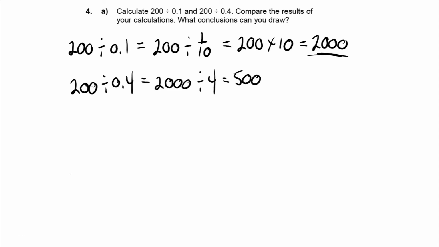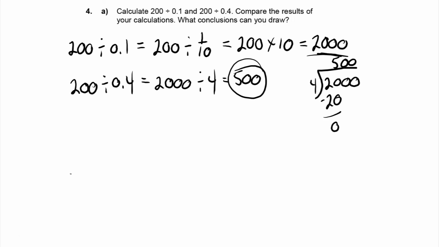Now, if we wanted to do this in long division, just to confirm it, we'd start off with 0.4 being divided into 200. We want to get rid of that decimal place, so we're going to change our equation to be 2,000 divided by 4. And it's not too hard to see that we do that math. We end up with an answer of 500. So that confirms the answer that we've got here. So the conclusion we can draw is that as the decimal gets larger, the quotient will get smaller.